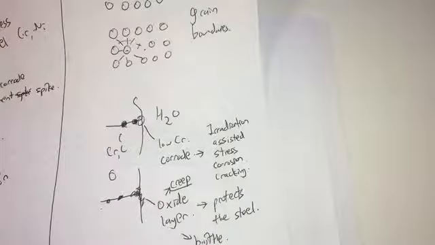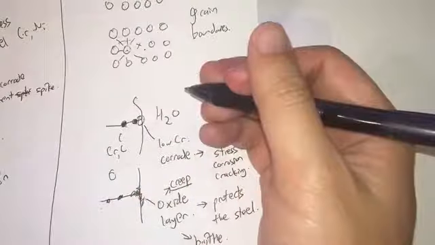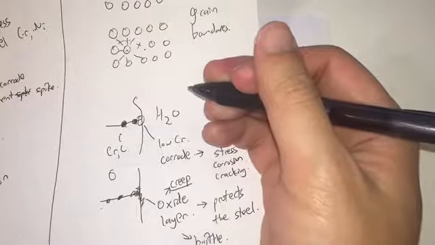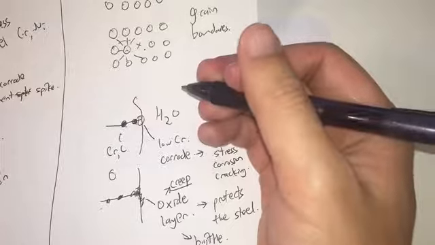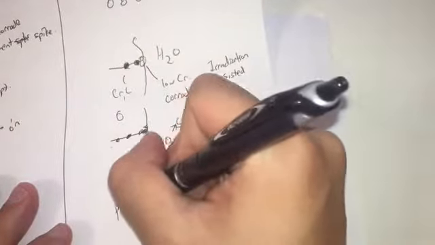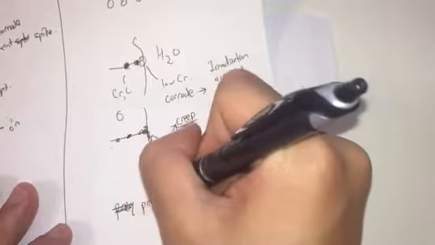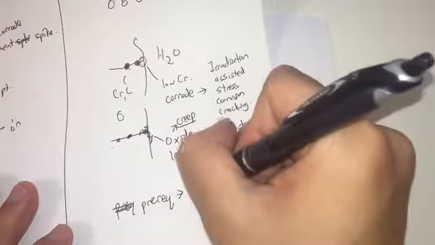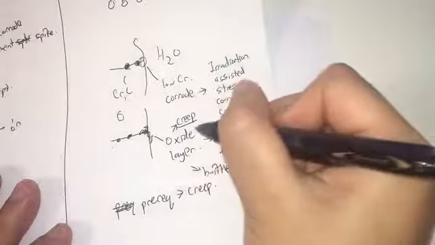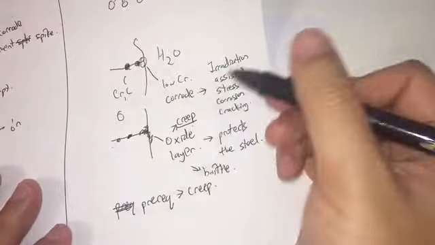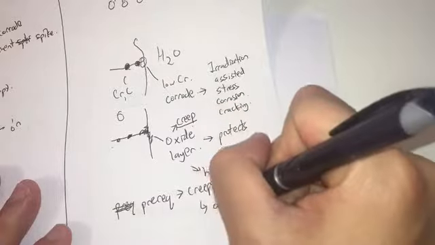And what is creep? Creep is the plastic deformation of a material below its yield stress. And if you're not sure what it is, you can go and look at some videos on that. I can put some of it in the description. So this is prerequisite knowledge. You need to know what creep is. So creep can come in and cause this oxide layer to fracture.